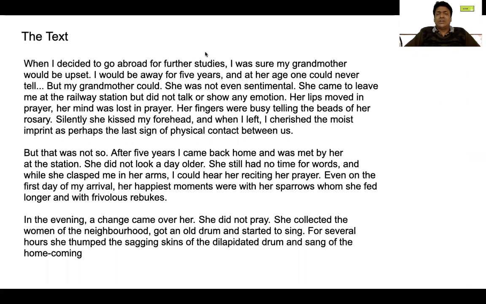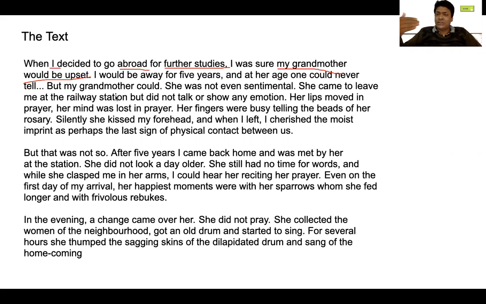The text says, the writer is saying here, when I decided, it means when the writer decided to go abroad for further studies, he was sure that his grandmother would be upset, right? Obviously, when you are planning to go abroad for your further studies, your family members do not like that. Family members specifically feel upset or sad. The writer also stated the same thing, that his grandmother would be sad or upset. I would be away for 5 years, so why not? The writer was going abroad for 5 years, and at her age one could never tell.